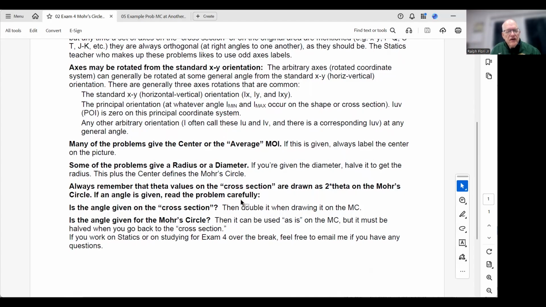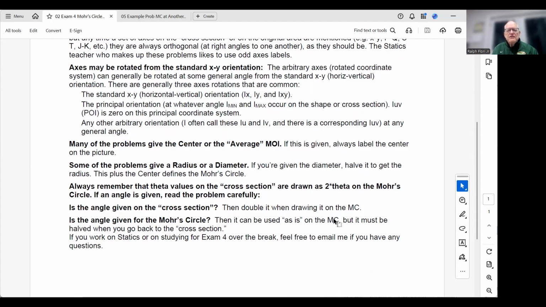So read the problem carefully. If the angle is given on the cross section, for example 30 degrees, when you take that to the Mohr circle, double that, and it's 60 degrees on the Mohr circle. If the angle is given for the Mohr circle, then it can be used as is on the Mohr circle, but you have to divide it in half when you go back to the cross section. So just read the problem carefully. Is it referring to an angle on the Mohr circle, or an angle on the cross section? Pay attention to what you're reading and respond accordingly.